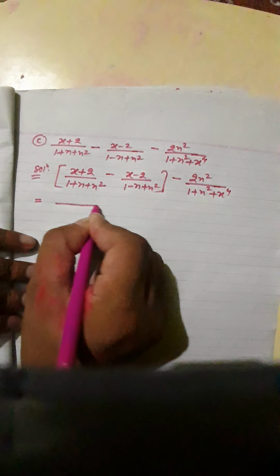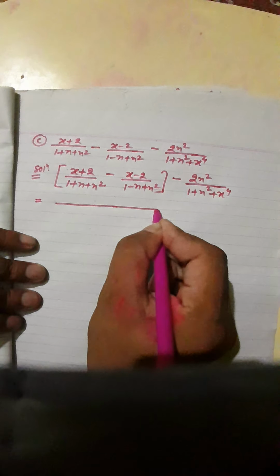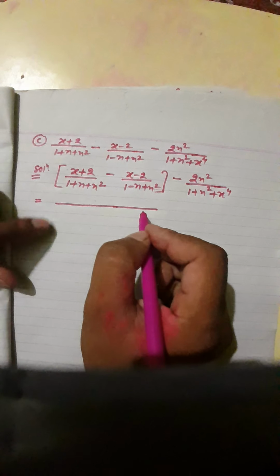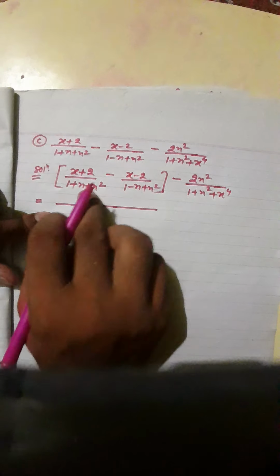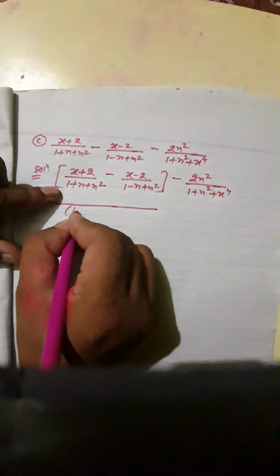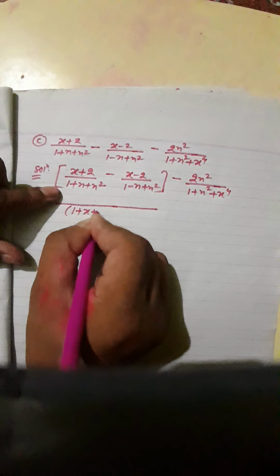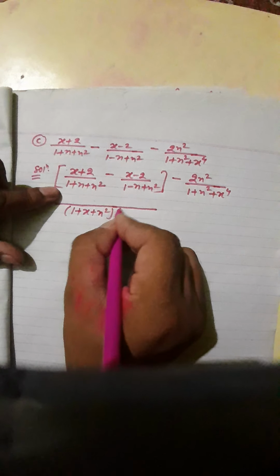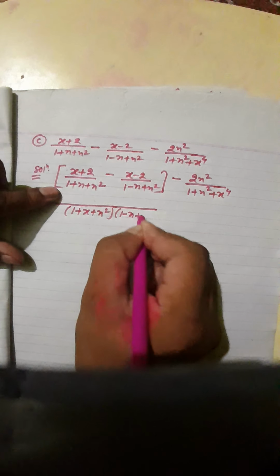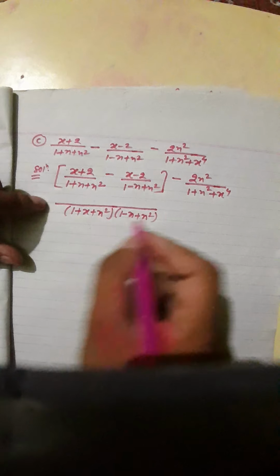Okay, then let's take the LCM of these two expressions. LCM means the product of common factors and remaining factors. Here we don't have a common factor, both are different, so we take both in the LCM. The LCM is (1 + x²) and (1 − x + x²).